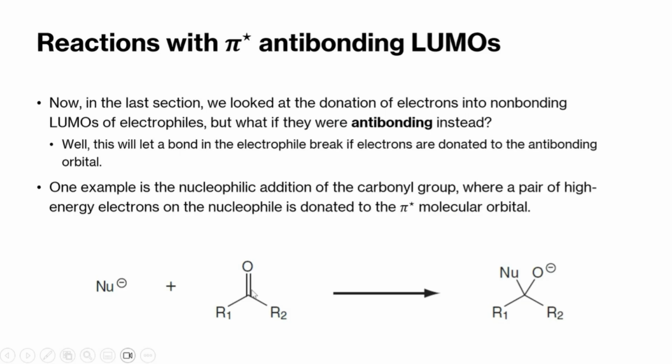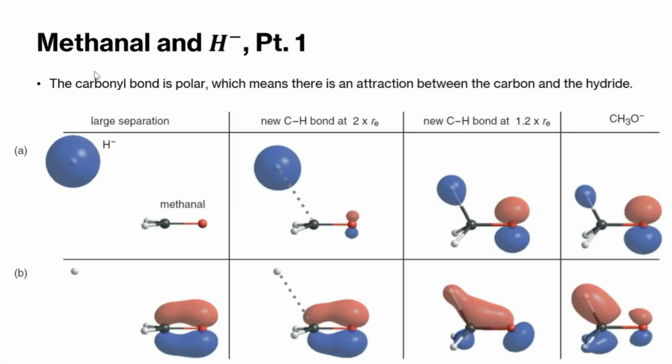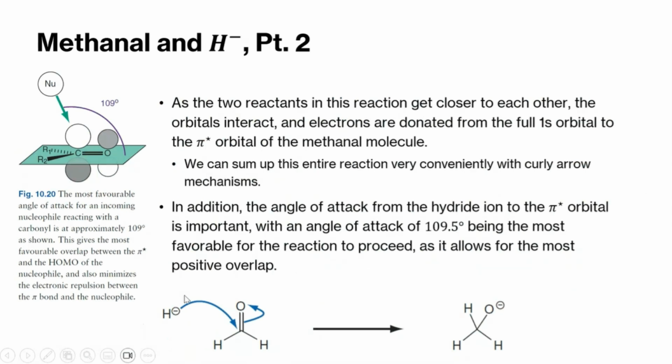And what this does is that it breaks the pi bond between that carbon and the oxygen, leaving just a single bond and thus a negative formal charge on the oxygen. Our simplest example here is between methanol and the hydride ion. So right here's the overall reaction. Unfortunately, I couldn't fit it on the past slide. But the hydride ion attacks methanol's pi anti-bonding molecular orbital and thus breaks that pi bond between carbon and oxygen, and forms a new bond between the carbon and the hydrogen.